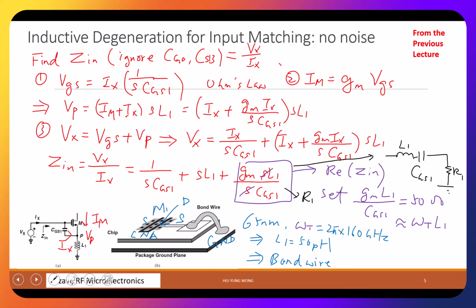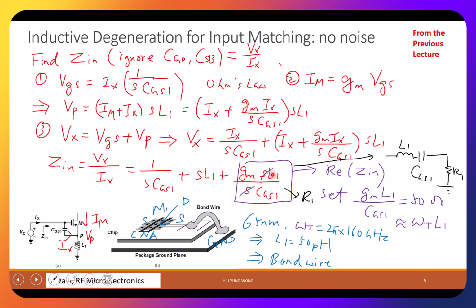It's connected through which parameter? If I know the gate source voltage, what is the current? GM times VGS, exactly. So the total current is Ix plus GM times VGS, which is Ix plus GM times Ix divided by SCGS1, because Ix divided by SCGS1 is just the VGS that we just discussed. If you're familiar with this, just this one line, you can already relate Vx to Ix.